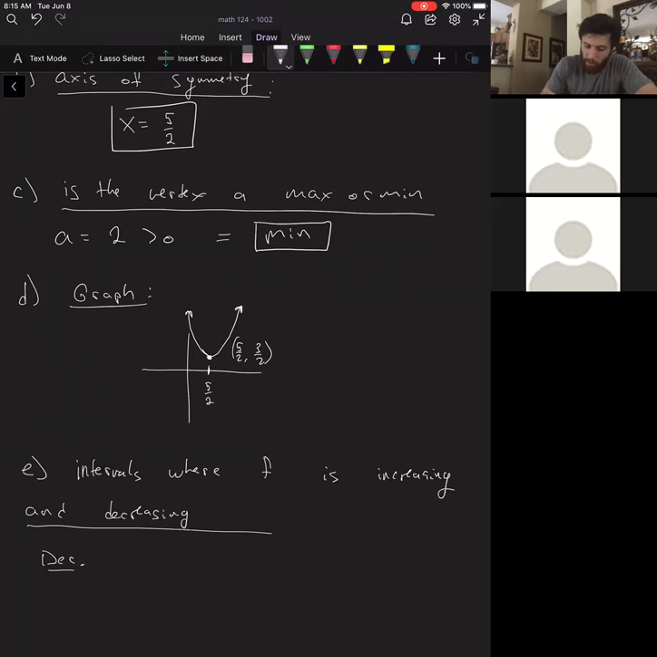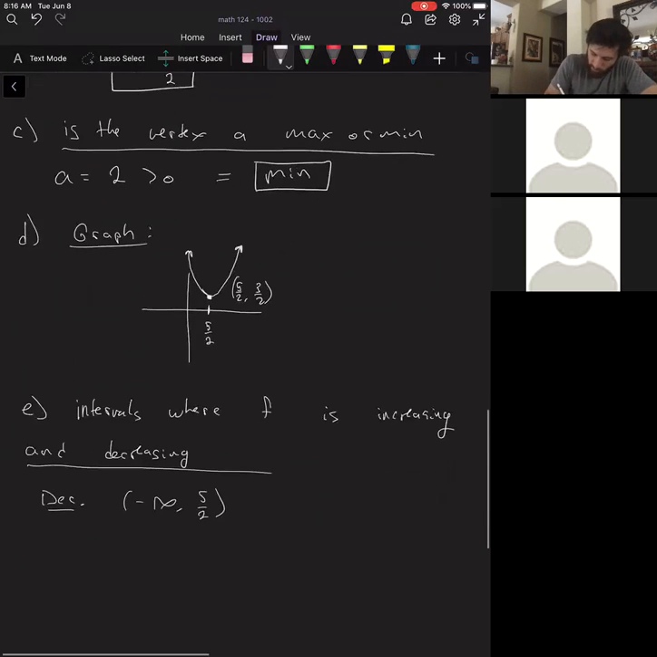And we're talking about x values here. So all of these x values all the way up to 5/2, the graph is moving downwards. So you see as we look from left to right, as we're moving in this direction, the graph's going down, down, down, down, down, and that's all of these x values from -infinity all the way up to 5/2. So the decreasing is going to be -infinity to 5/2.